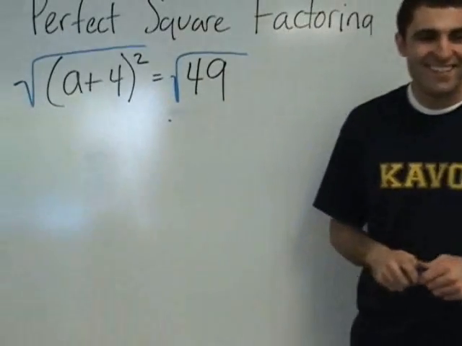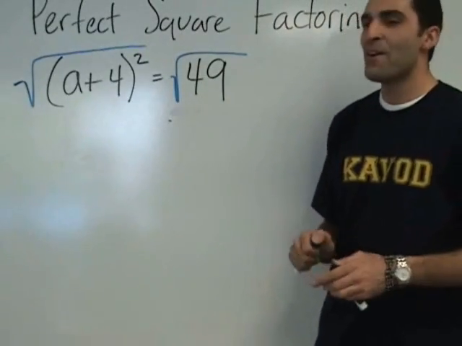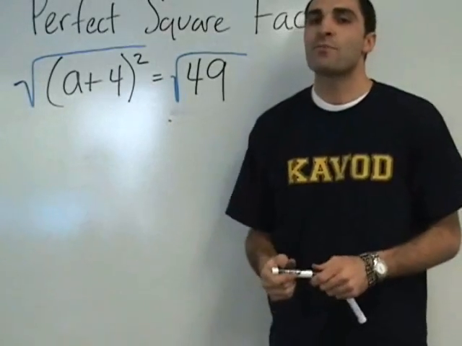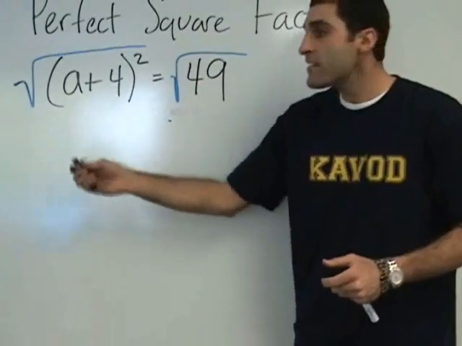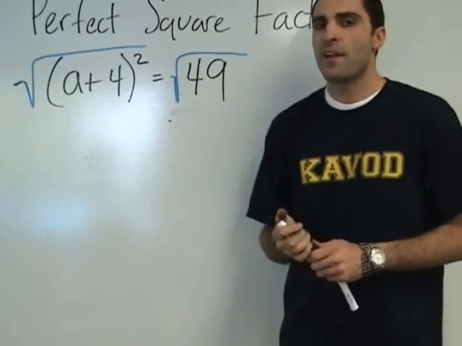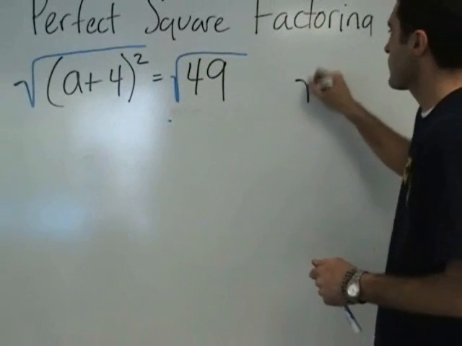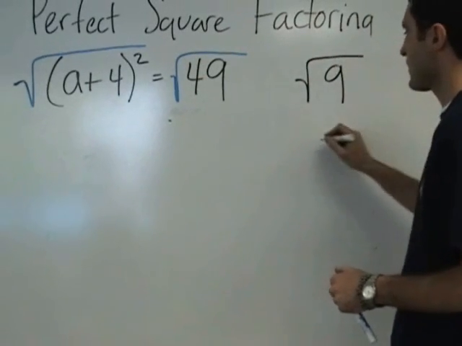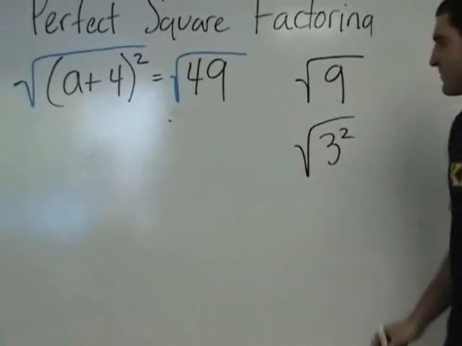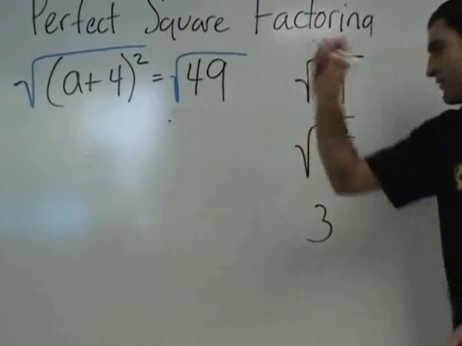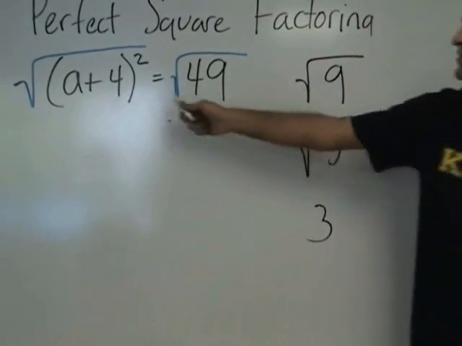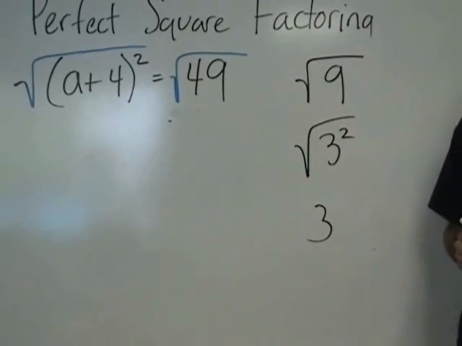Oh, it's 7 for that. Almost. So, what is the square root of a square? In other words, like over here, this is 9, right? This is just an example. This is 3 squared. This is 3. The square root of 9 is 3. Right, so the square root of a square is just the number inside.